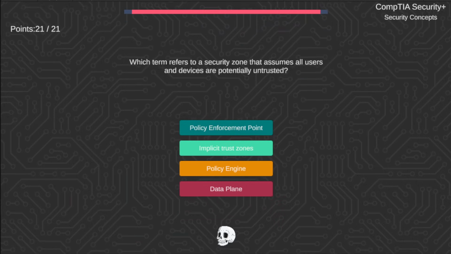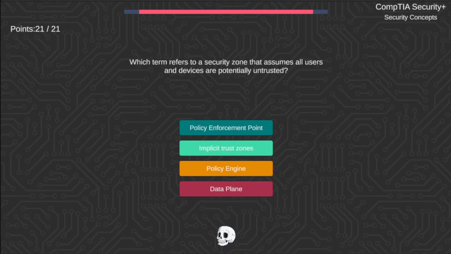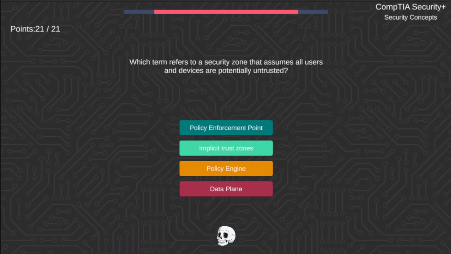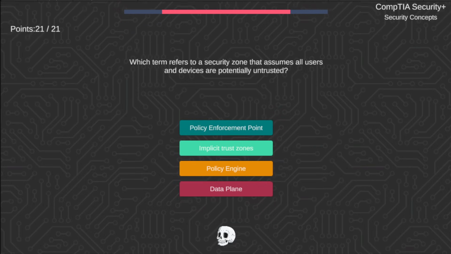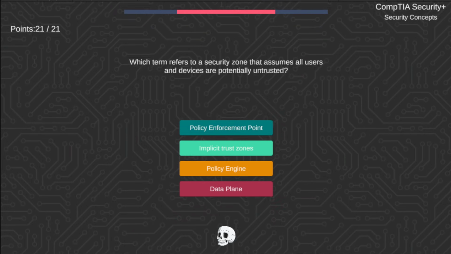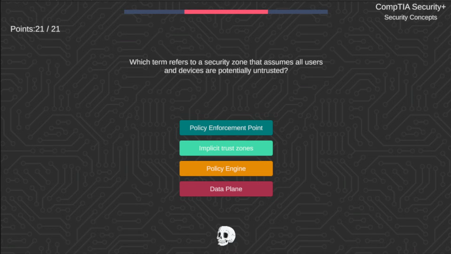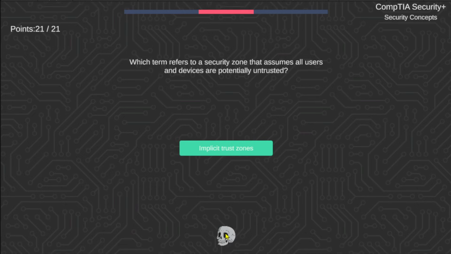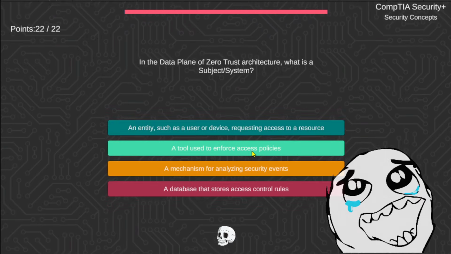Which term refers to a security zone that assumes all users and devices are potentially untrusted? Policy enforcement point, implicit trust zones, policy engine, or data plane? Correct answer is implicit trust zones.